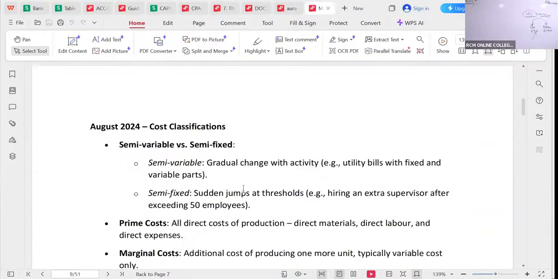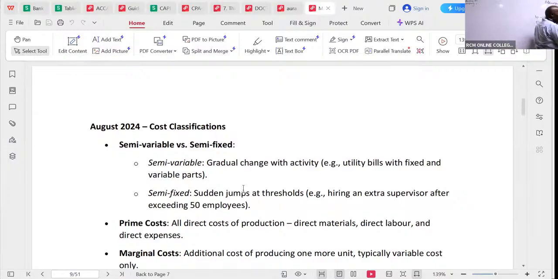Please listen here. For example, we are making some product, these pens. If we produce 10 pens and the total cost is, say, 1,000, and then we produce 11 and the total cost is, for example, 1,050, the 50 here is what you call an incremental cost. That additional cost is incurred because you produced an extra unit.